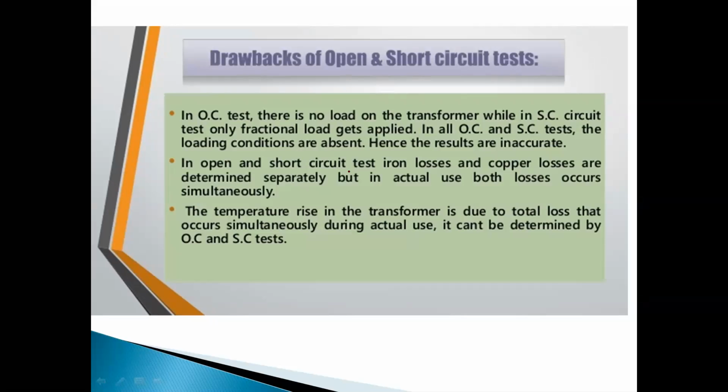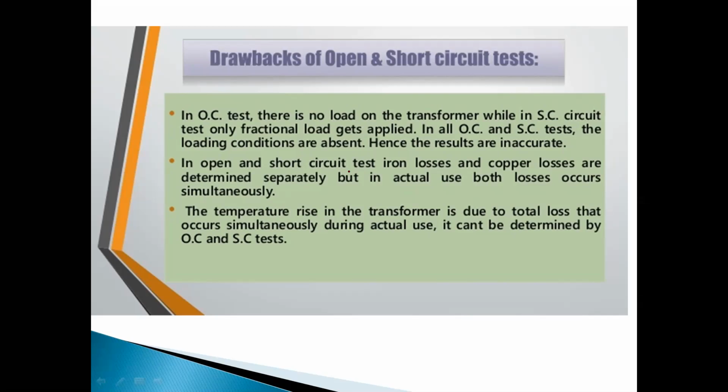So, the drawbacks of the open circuit test and short circuit test. In the open circuit test, there is no load on the transformer, while in the short circuit test only a fractional load gets applied. In both tests, the loading conditions are absent. So if the loading conditions are absent, the results are inaccurate. In the OC and SC tests, iron loss and copper loss are determined separately. In actual use, both losses occur simultaneously.